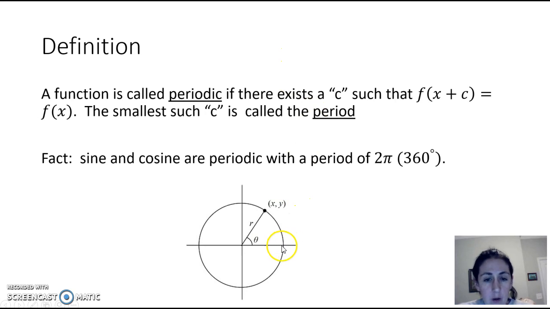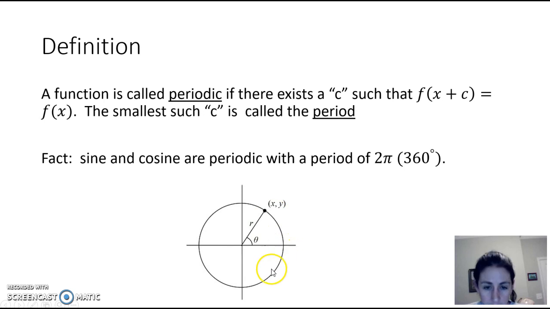So here, I don't know what this angle is. Let's say it's 75 degrees. So here, when you go 75 degrees, you get this x value and this y value, and you can define your sine of 75 degrees based on those values. But if we did one full rotation around the circle and a little bit more and ended up back there, notice the x and the y value don't change.